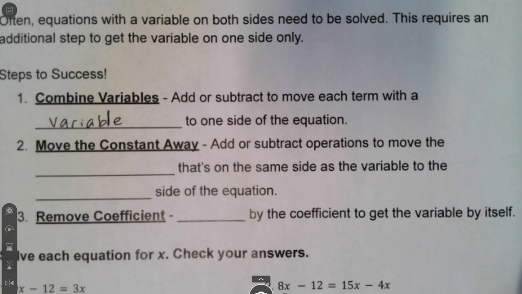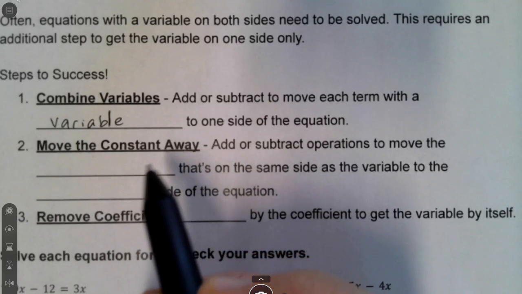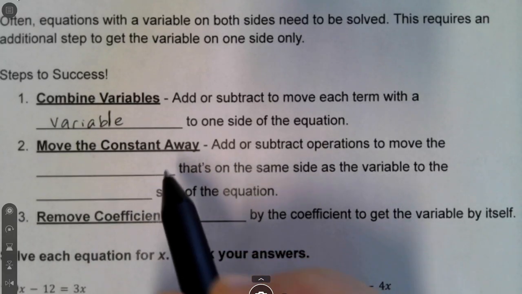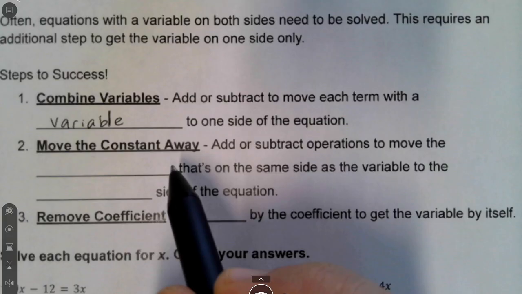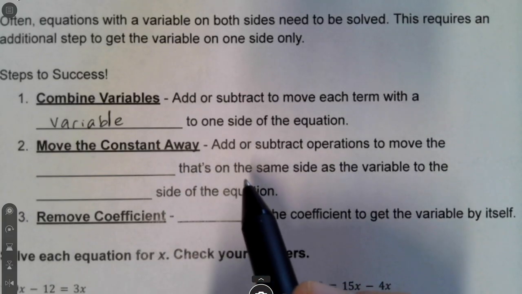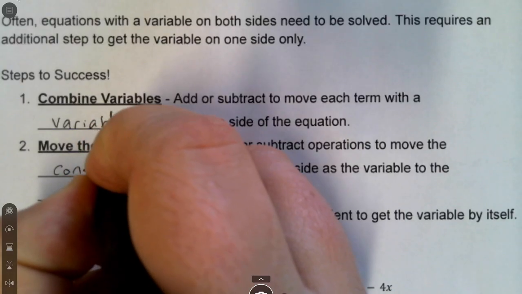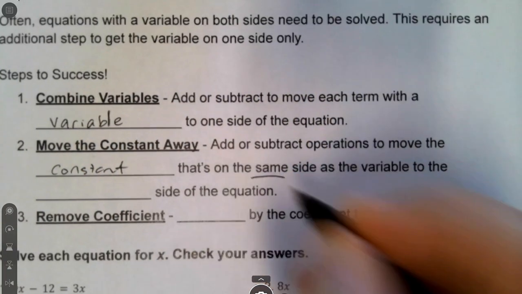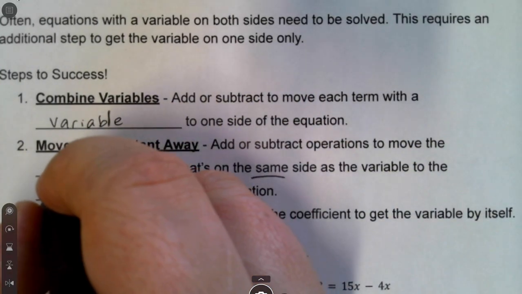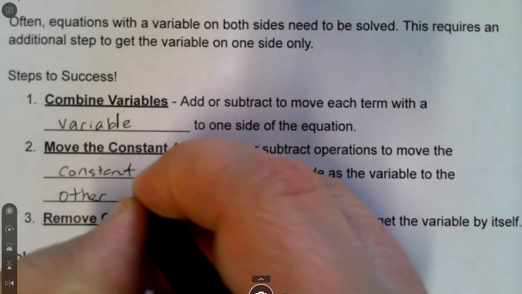Now, after you combine the two variable terms, you'll want to move the constant away. And the reason I didn't say just combine constants is to make it as quick as possible to solve the equation. You want to add or subtract to move the constant that's on the same side as the variable to the other side of the equation.